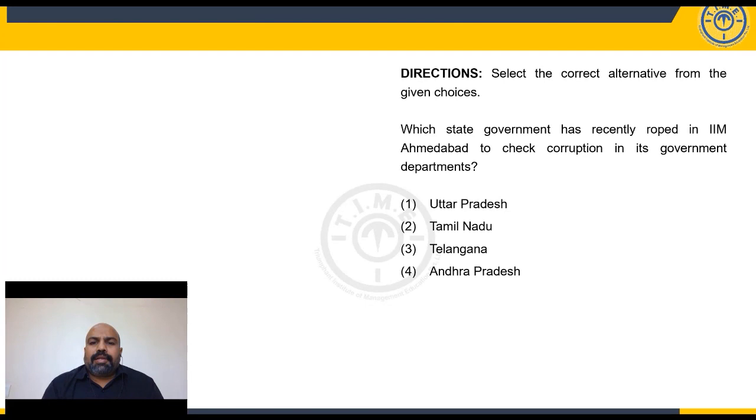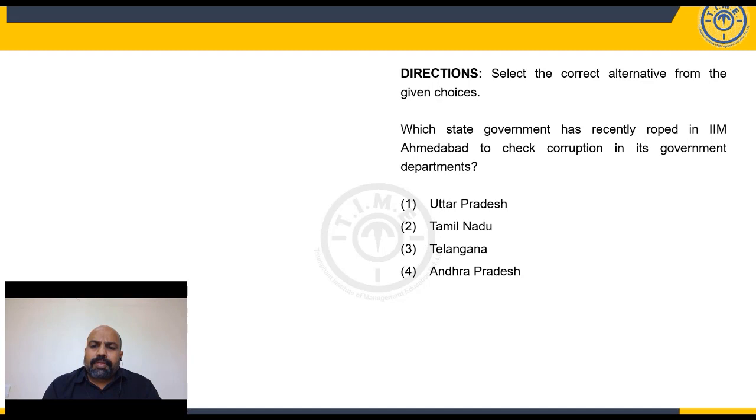Again, this is about state governments. Again, some states are mentioned. Which one has revoked IIM Ahmedabad, the Indian Institute of Management Ahmedabad, to check corruption in its state government departments? The answer is Andhra Pradesh. We just mentioned Andhra Pradesh a while ago.